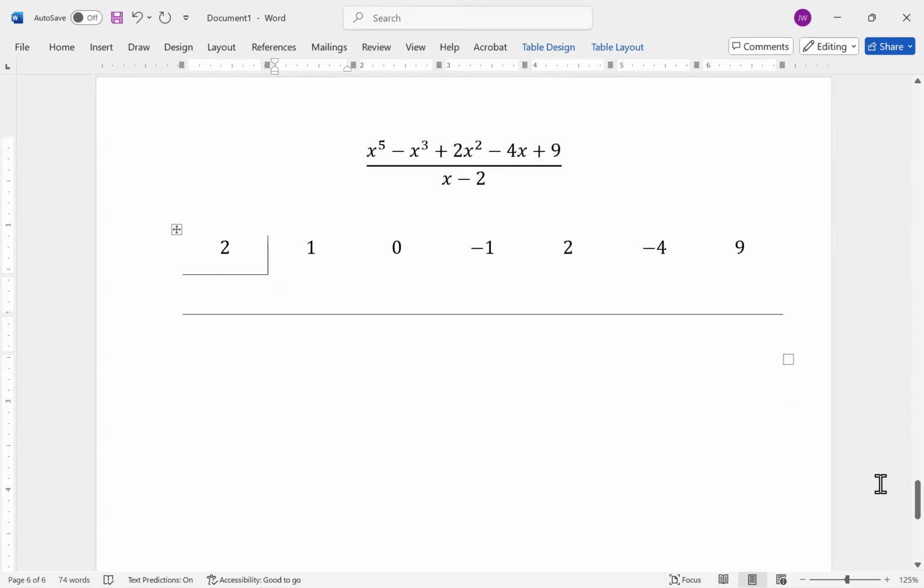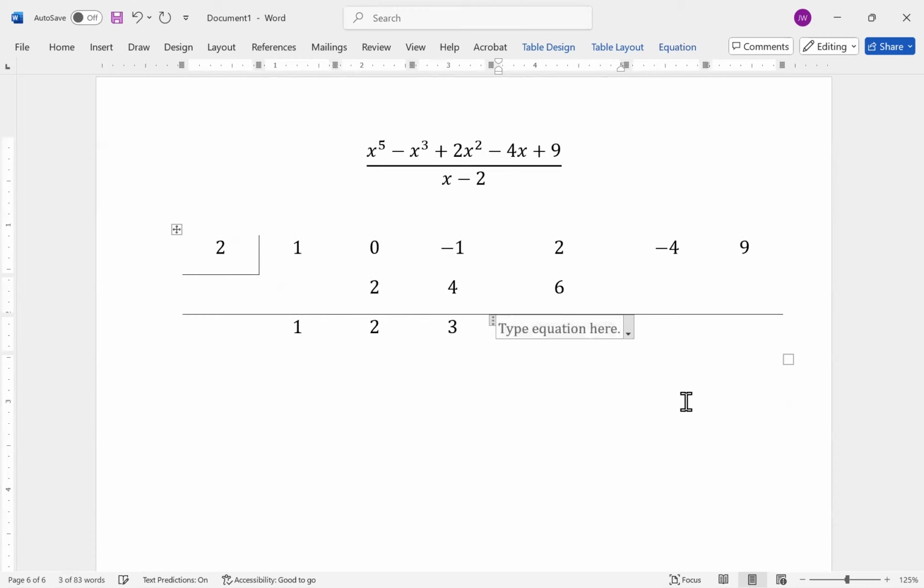Now the 1 is going to drop down, give me a 1. I multiply 1 by 2 and I get a 2. Add that to 0 and I get a 2. Multiply that by a 2. So this 2 out here times this 2 gives me a positive 4. 4 minus 1, or -1 plus 4, gives me a positive 3. This 2 times 3 gives me a 6. Add that to the 2 gives me an 8.